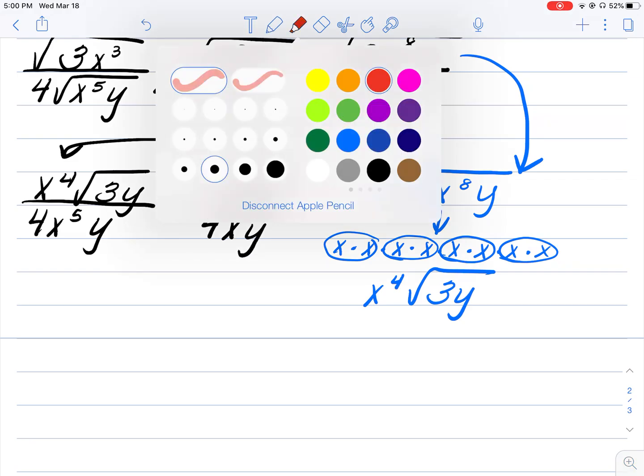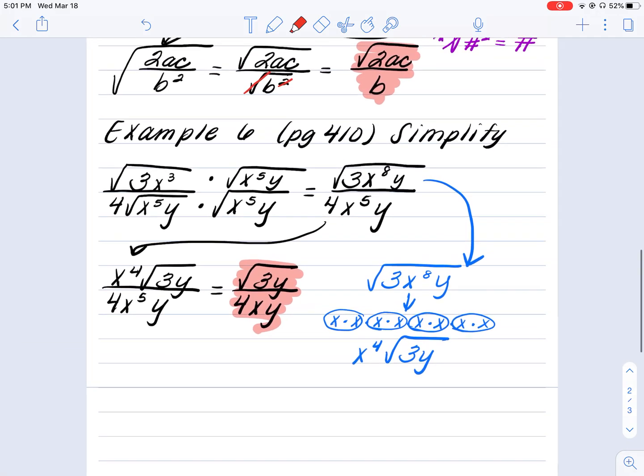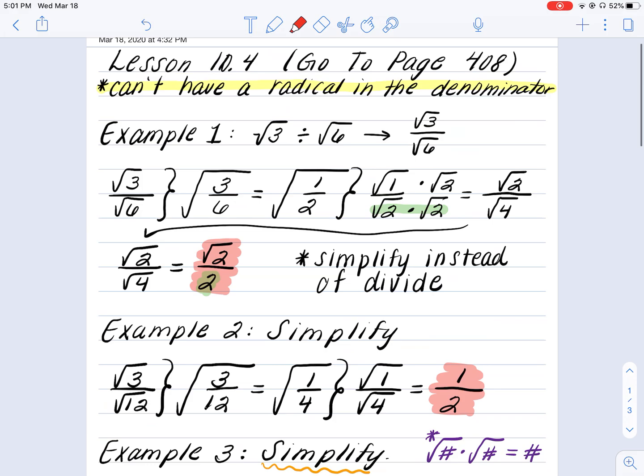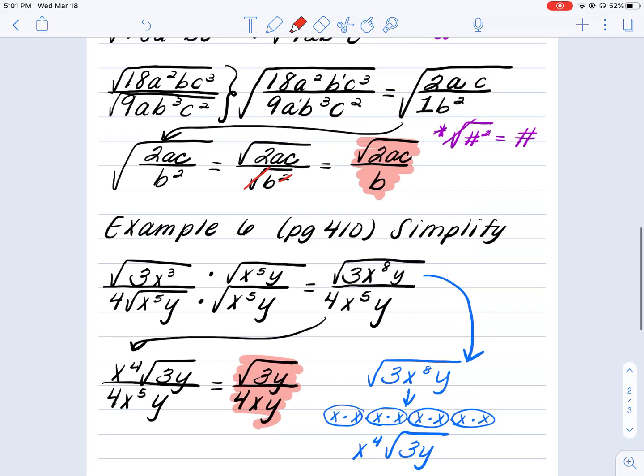And that is your final answer because you can't simplify the numerator any further. We simplified any monomials that are alike. But this is how you basically do lesson 10.4. If you have any questions, please feel free to email me.